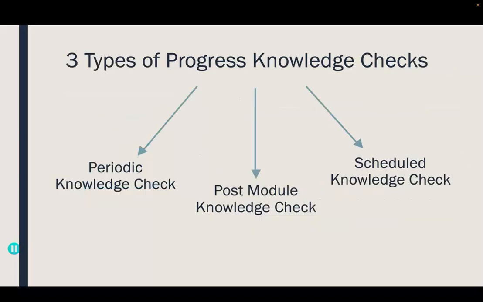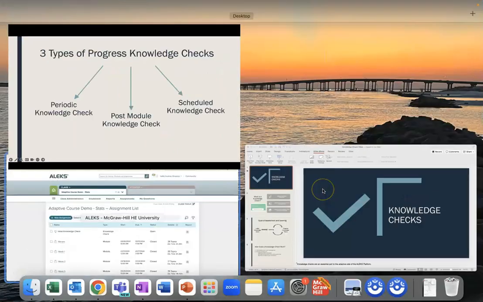There are three types of progress knowledge checks that you can build into your course. As the instructor, you have the opportunity to use the periodic knowledge checks set by the system after a certain amount of learning or time spent in the course, post-module knowledge checks, which will occur following certain modules in the course, or scheduled knowledge checks, which can be scheduled on a certain date and time, proctored, and can even be graded in the gradebook. As always, talk with your implementation manager about best placement and timing.